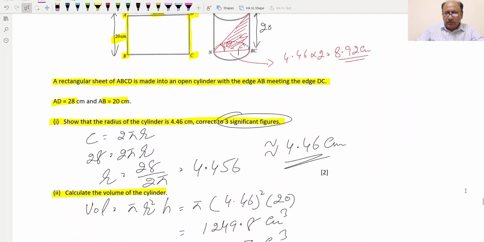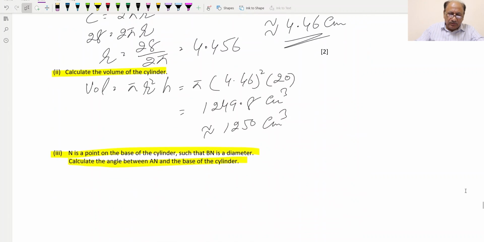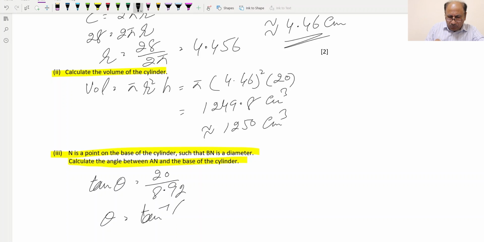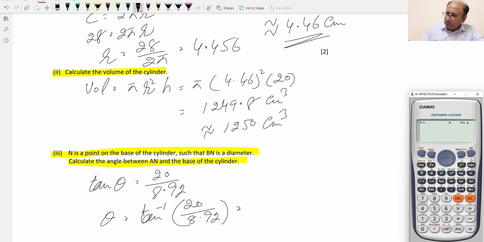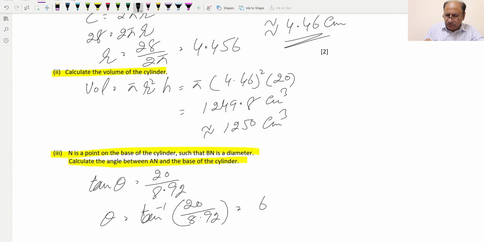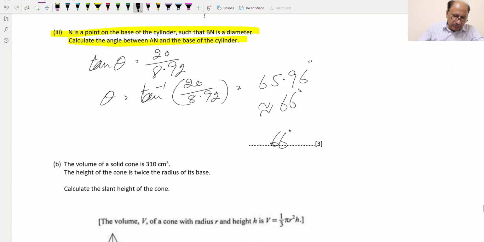So opposite over adjacent will be tan. So we can write tan theta is equal to 20 over 8.92, and theta will be equal to tan inverse of 20 over 8.92, and your calculator should be in degree mode, and shift tan of 20 over 8.92, and this will be equal to 65.96 degrees, and approximately 66 degrees will be our answer. 66 degrees will be answer for this one.